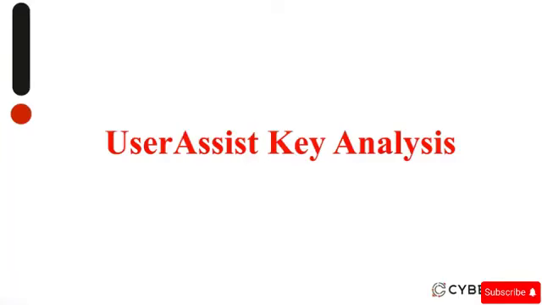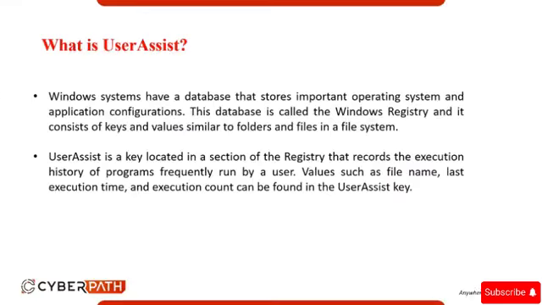Hi, in this video, you will learn how to analyze the UserAssist key. What is UserAssist? Windows systems have a database that stores important operating system and application configurations. This database is called the Windows Registry, and it consists of keys and values similar to folders and files in a file system.